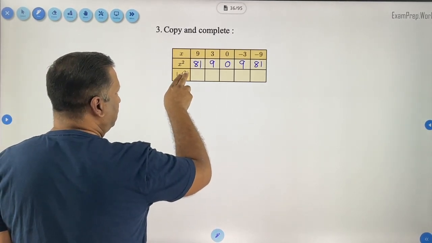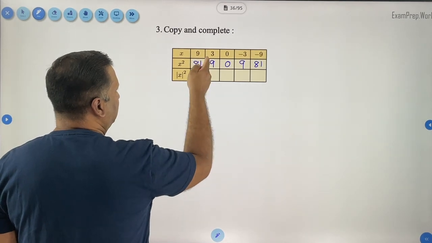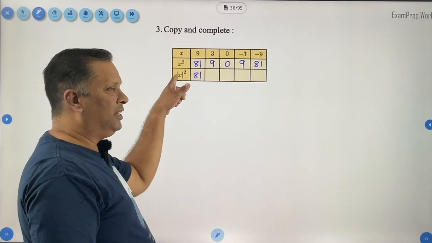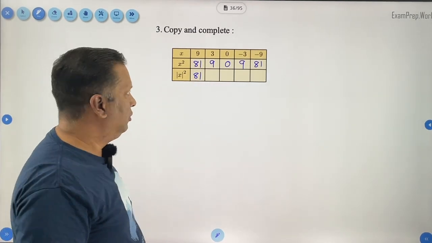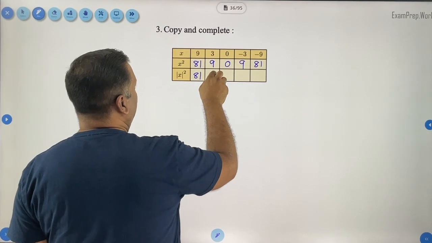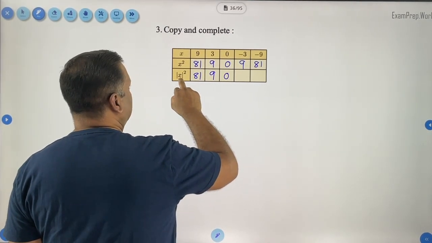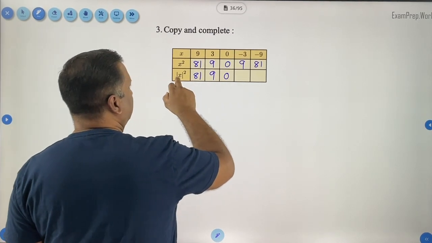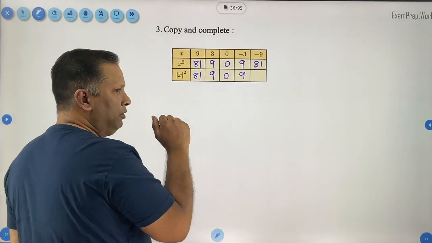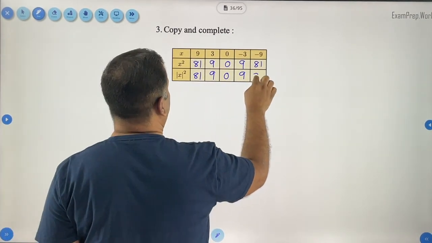Now mod's values square, mod of x. So mod of 9 is 9 and 9 square is 81. The square is not inside mod, it's outside mod, be very careful, okay. Now what about mod 3 is 3, 3 square is 9, 0 square is 0, okay. Now negative 3, outside the mod it will become positive 3 and 3 square is 9 and negative 9 square is 81. So the values are same.